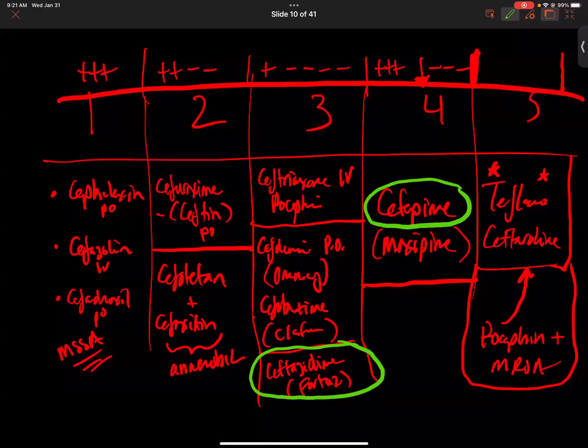It will not cover AmpC producers. It will not cover ESBL producers. It will not cover Pseudomonas. But outside of that, it's got pretty broad gram-negative coverage. Now, when you take that list of organisms, superimpose it on the spectrum of activity for cephalosporin, and then you just add on MRSA. Okay. Good. Other questions or concerns?